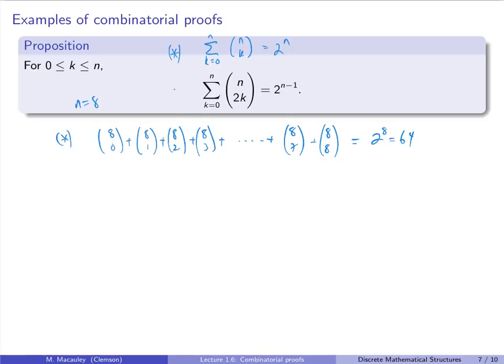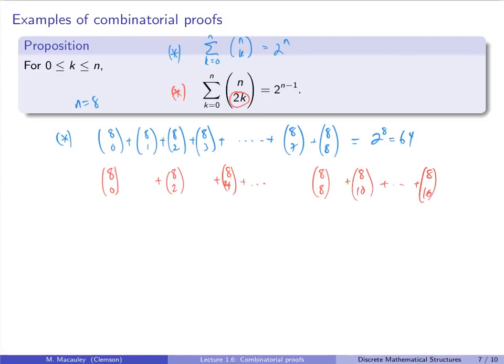Now, the second one, I'm going to use a red star for this. Notice that because of the 2k's here, this bottom number must be even. So we're skipping over the odd terms. So this is 8 choose 0 plus, when k equals 1, we get 8 choose 2 plus 8 choose 4, all the way up to 8 choose 8. Although technically, the way I've written it here, there are still n terms, so this is going to continue beyond, when 2k is bigger than n. So technically, as I've written it, we get 8 choose 10 all the way up to 8 choose 16.